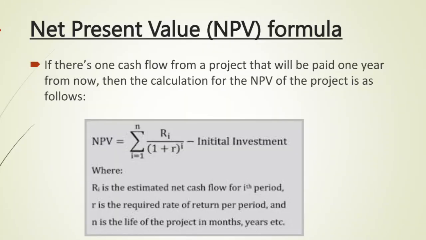A positive NPV indicates that the rate of return on a project or investment will be higher than the discount rate. If there was cash flow from a project that will be paid 1 year from now, then the calculation for the net present value of the project is as follows. NPV is equal to summation of R divided by 1 plus R to the power i, minus initial investment. R is the estimated net cash flows for the ith period. R is the required rate of return per period, and N is the life of the project in months, years, etc.